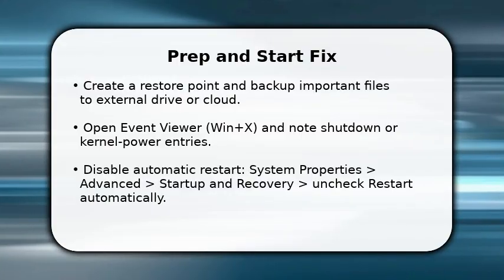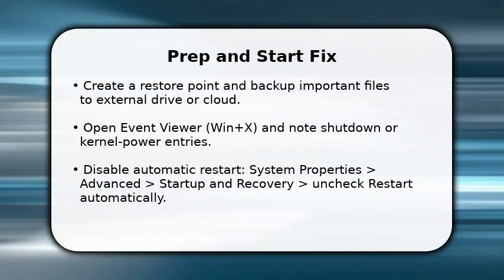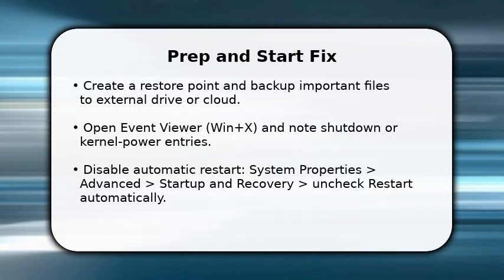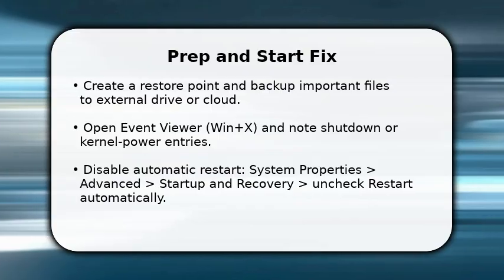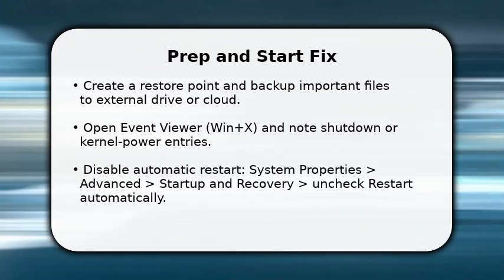You begin by preparing. Create a restore point and back up critical files so you can undo changes if needed. Once done, open Event Viewer with Win+X and scan the system log for kernel power or unexpected shutdown entries to identify patterns. Next, disable Automatic Restart from System Properties, Advanced, Startup and Recovery, and uncheck Restart Automatically. This prevents immediate reboots so you can see blue screen errors. Make sure to record any stop codes you observe for the next steps.